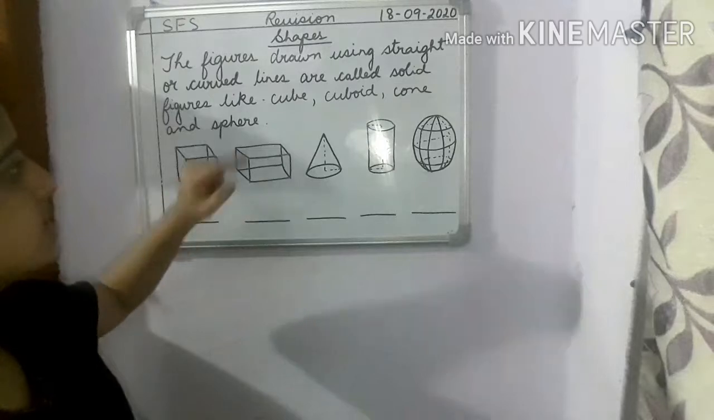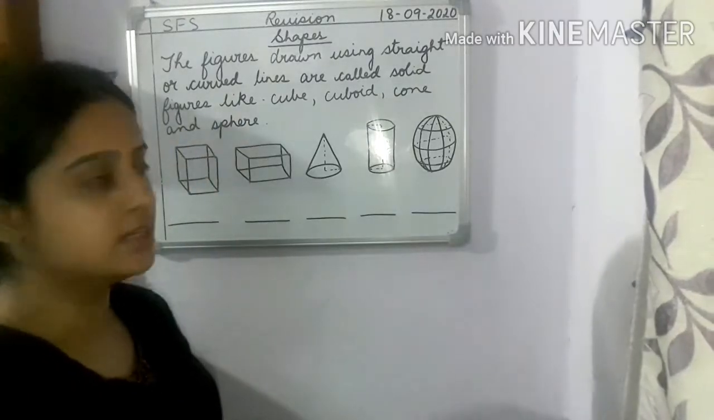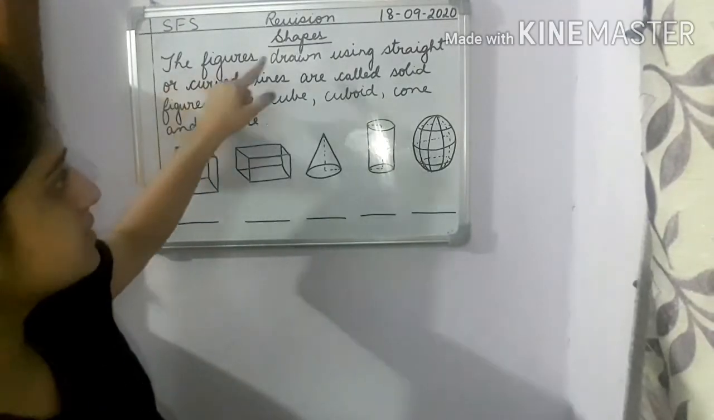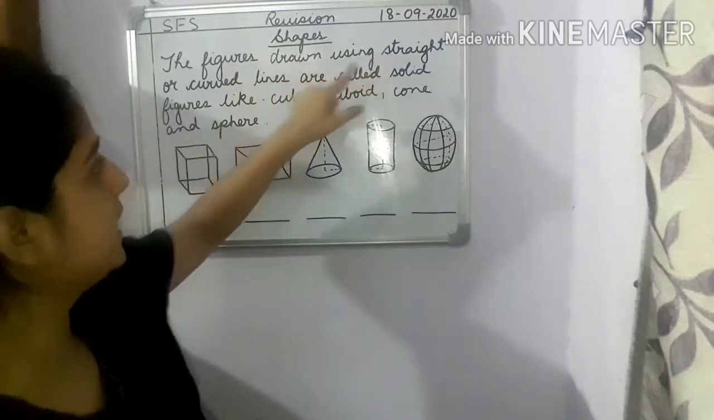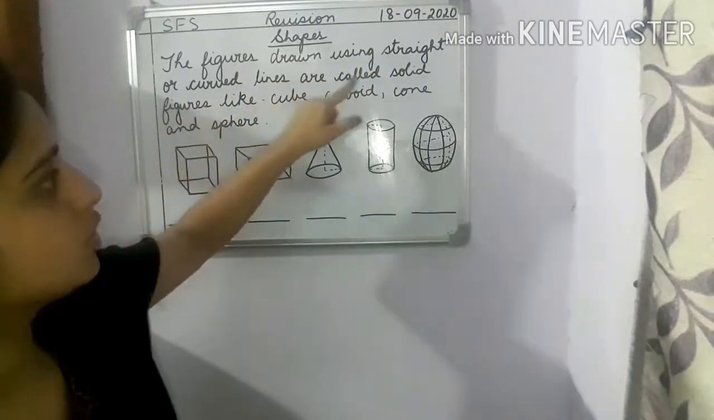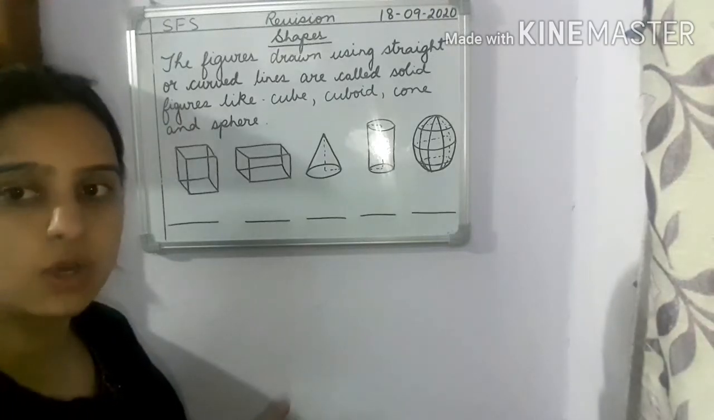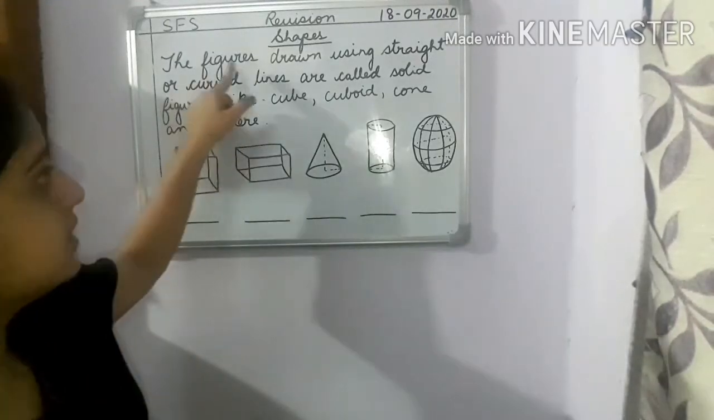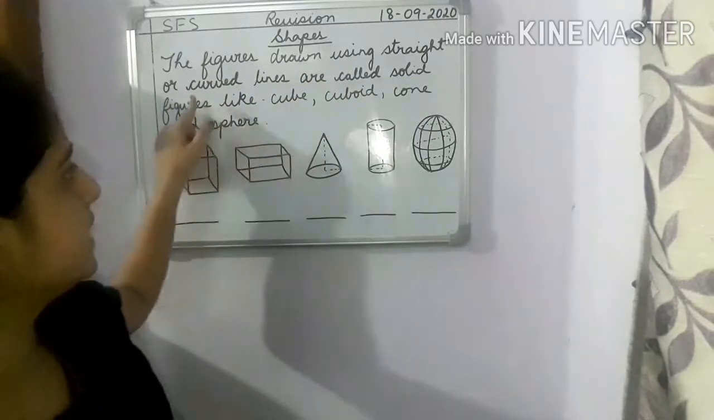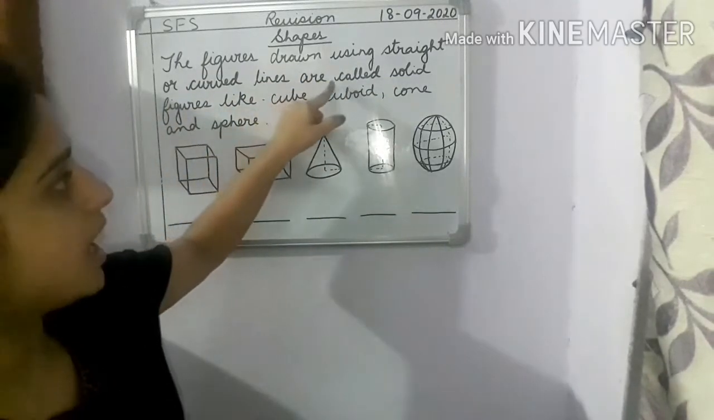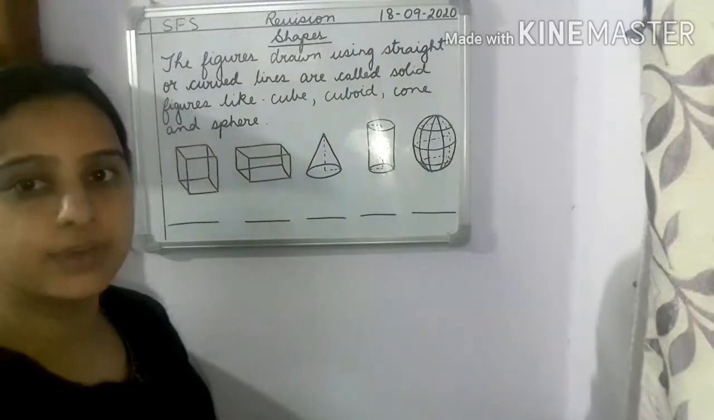Solid figures, or you can say 3D figures. The figures drawn using straight or curved lines are called solid figures. So if it is asked what is solid figure, children, you can say the figures drawn using straight or curved lines are called solid figures.